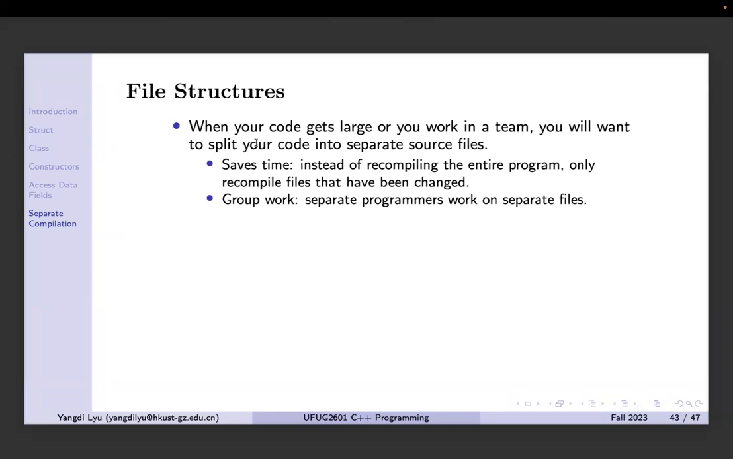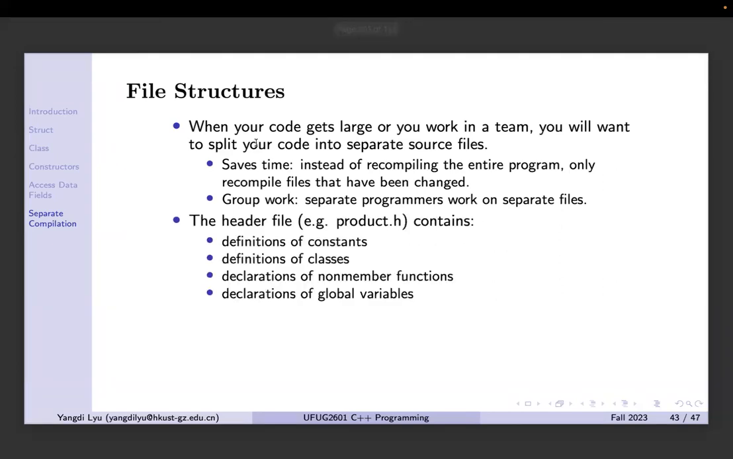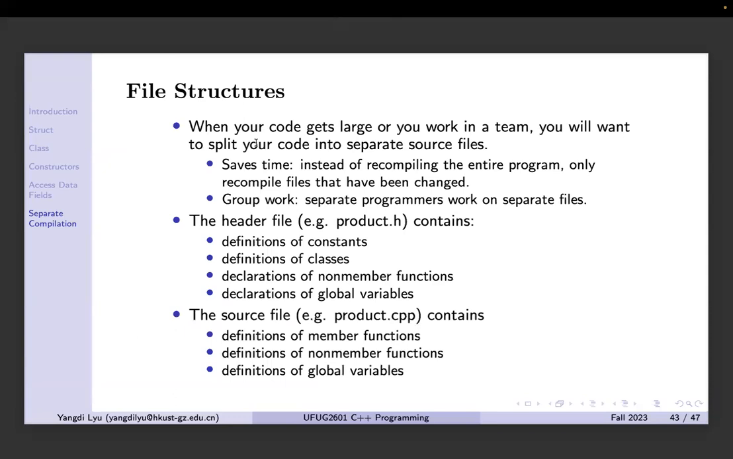And separate them into different files. So in a header file, we typically do definition of some constants, definition of the classes, and declaration, remember it's declaration, of some non-member functions, and also declaration of some global variables. And in the CPP file, or we call it the source file, we will define the member functions, define the non-member functions, and define the global variables.